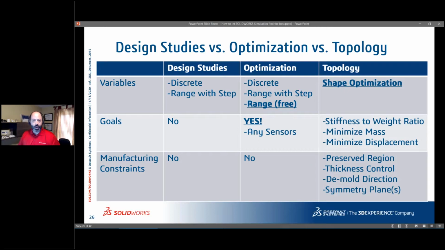Now with topology optimization, it's all about the shape. Really, variables are not needed. You don't need them. It just will figure out the shape you want. There are some goals, however, right? So depending on what you're trying to achieve, in the example I was running, I wanted the best stiffness to weight ratio. There's a few other goals in there as well. You see them here. And also manufacturing constraints, because now we're really playing with the geometry.